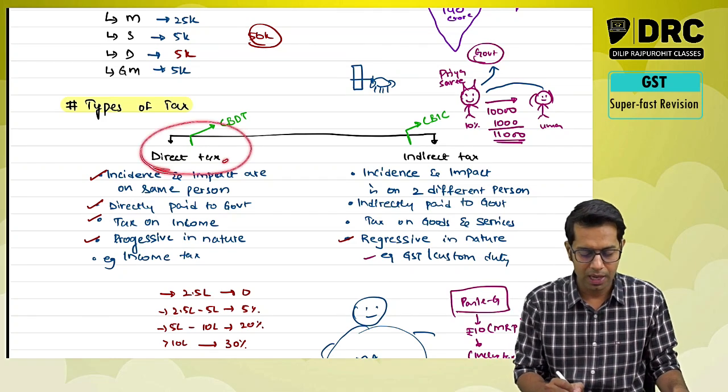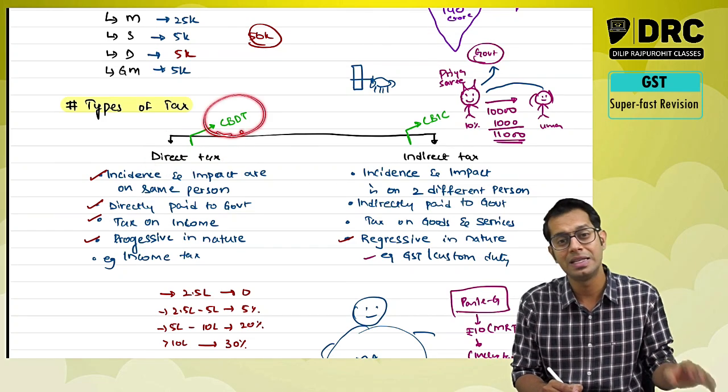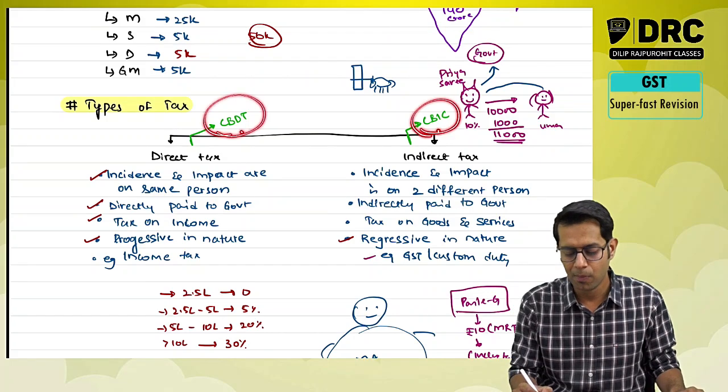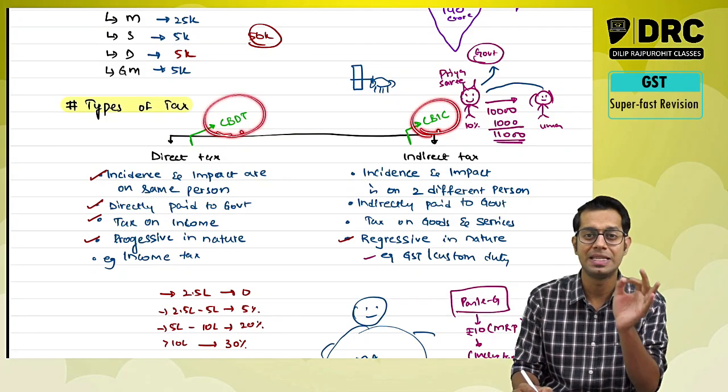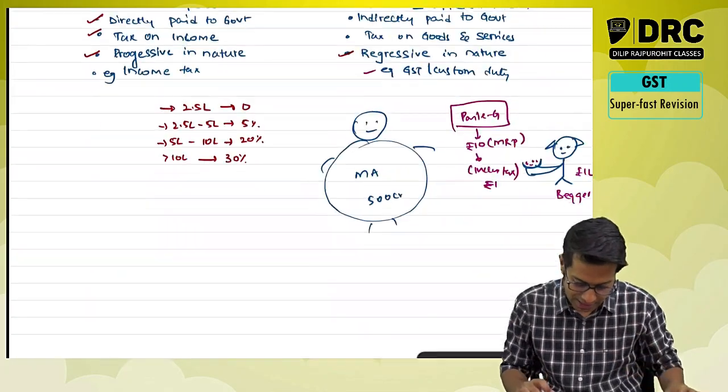The board which takes care of direct taxes is called CBDT, Central Board of Direct Taxes, and the board which takes care of indirect taxes is called CBIC, Central Board of Indirect Taxes and Customs.